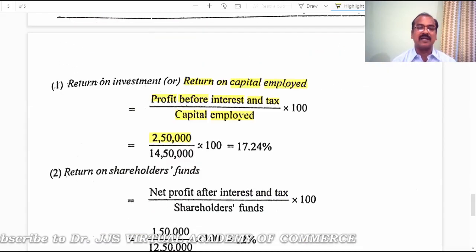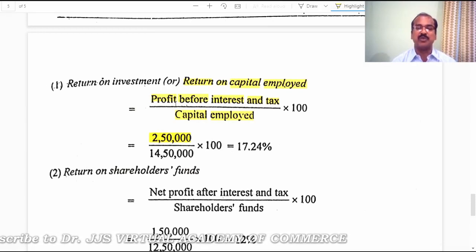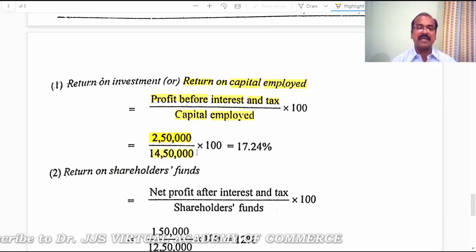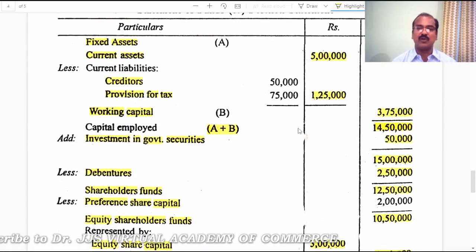That is what is written here. Profit after tax plus provision for tax plus interest on debenture put together is 2,50,000. That is named profit before interest and tax, divided by capital employed in the main business, which is 14,50,000. That's what I told you.